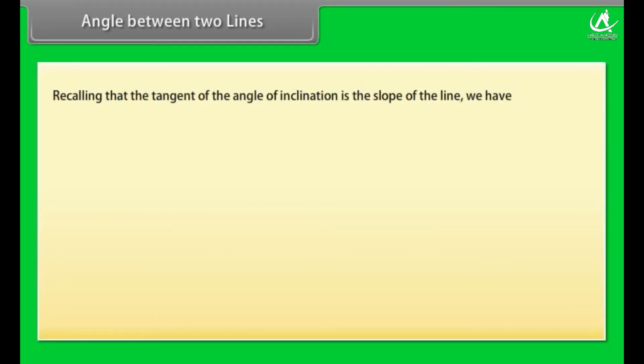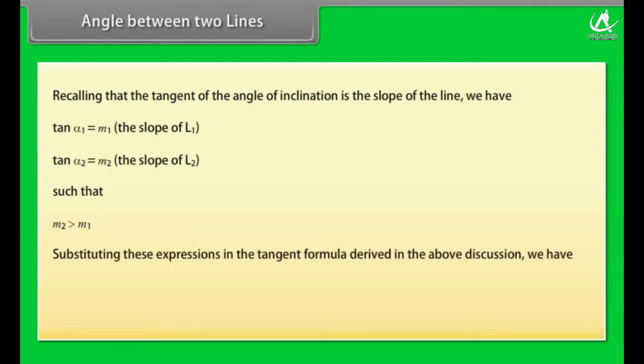Recalling that the tangent of the angle of inclination is the slope of the line, we have tan alpha 1 is equal to m1, that is the slope of L1, tan alpha 2 is equal to m2, that is the slope of L2, such that m2 is greater than m1. Substituting these expressions in the tangent formula derived in the above discussion, we have tan phi is equal to (m2 minus m1) divided by (1 plus m1 into m2).